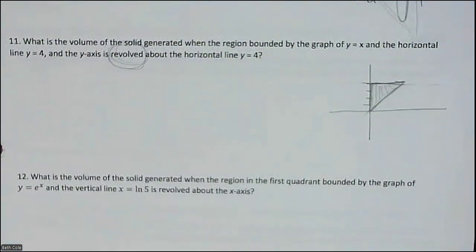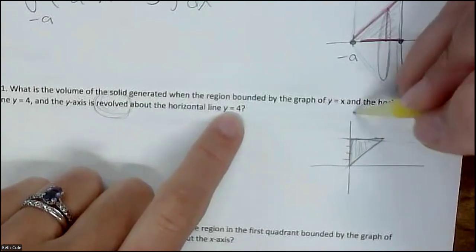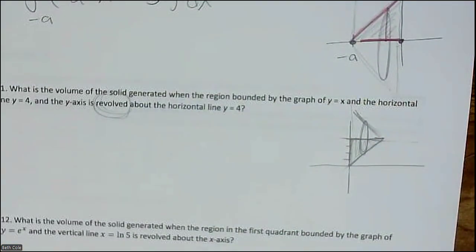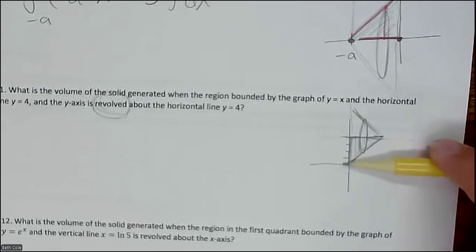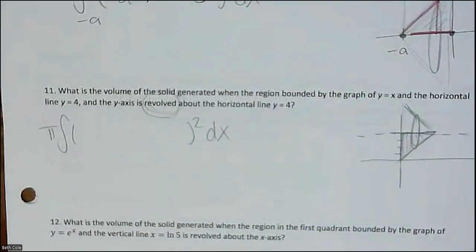And what are we revolving around? They have to tell you that. Y equals 4. So it's going to be like this, another cone shape kind of thing. So is it dx or dy? It's like you took the x-axis and just moved it up a little bit. This is your axis of revolution. All right, so it is going to be dx. Set it up: pi r squared dx.